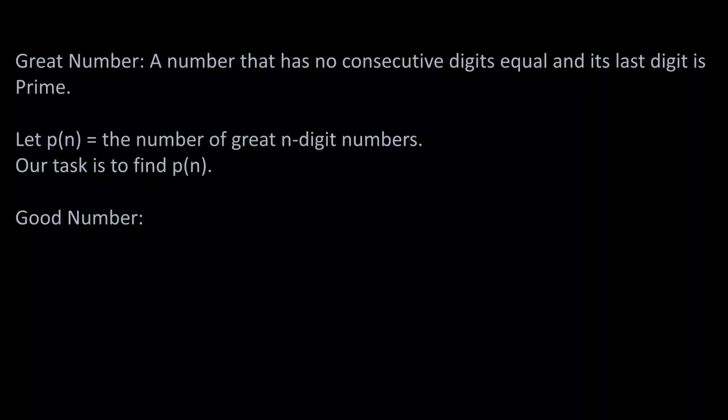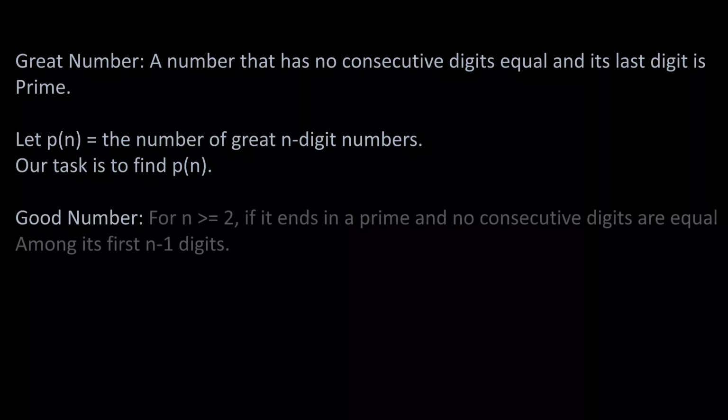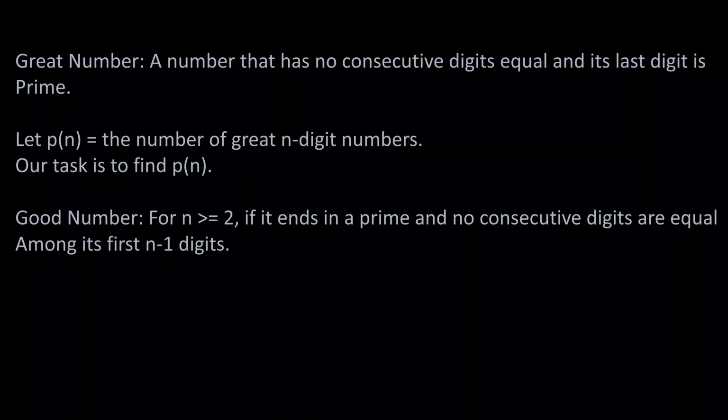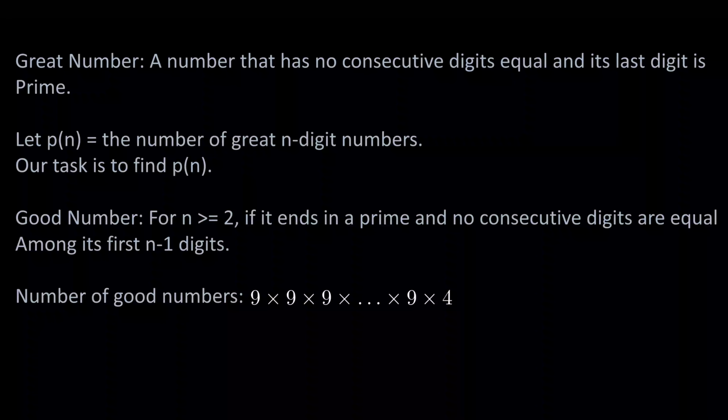Let's define what a good number is. For n greater than or equal to 2, if it ends in a prime and no consecutive digits are equal among its first n minus 1 digits, then it is a good number. The number of good numbers is equal to 9 times 9 times, n onwards, and lastly times 4, which comes as 9 to the power n minus 1 times 4.